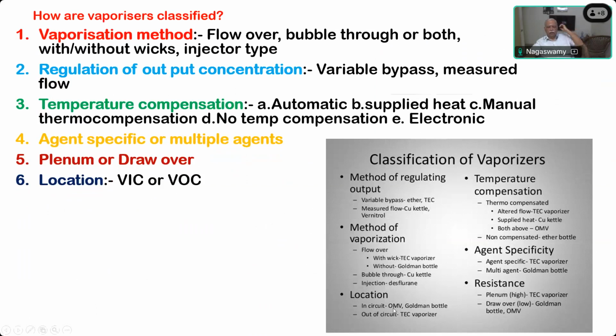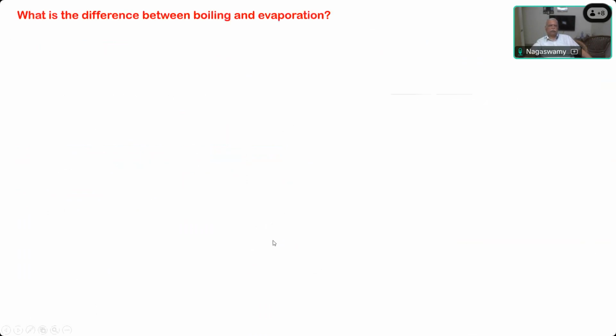And location, you can use the Goldman, as I told you, inside the circuit. Outside the circuit, or most of the modern vaporizers we are using them only outside the breathing circuit, not within the breathing circuit. That is in flow with the flow meter. And the temperature compensation is done by either supplied heat or altered flow. And agent specificity. Nowadays, most of the vaporizers are agent specific. And Goldman you can use for multiple agents also. And resistance type is plenum as well as draw over. So this is the classification that is done.